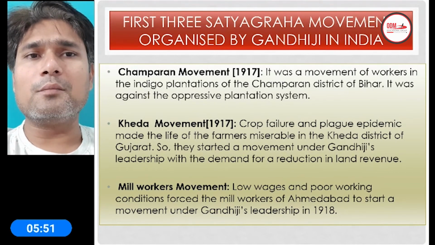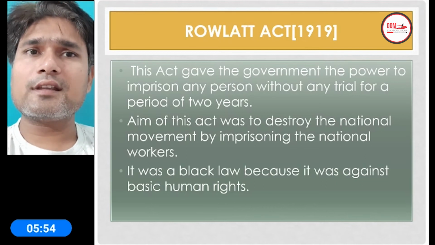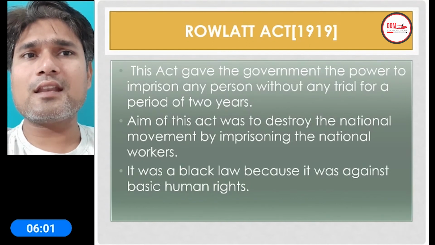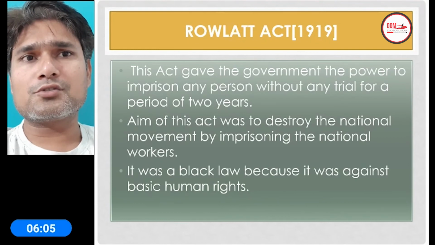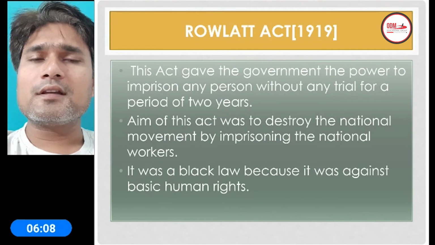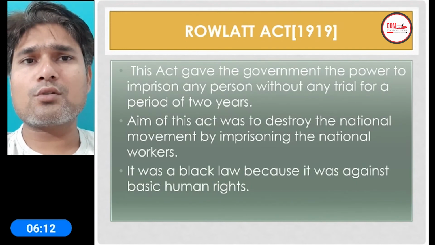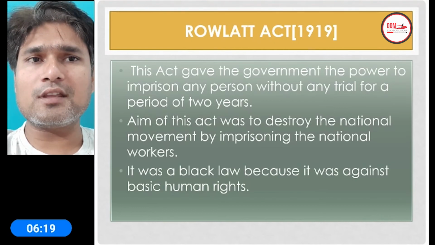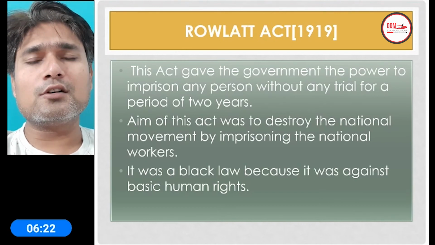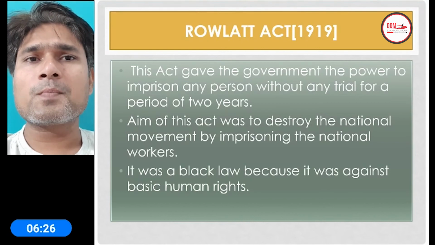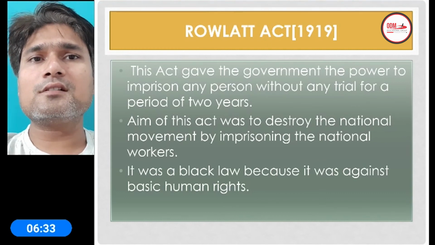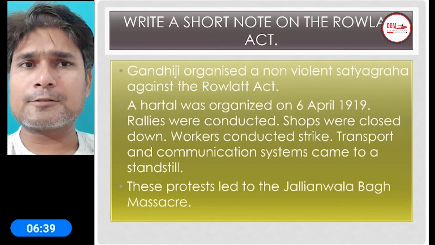Then in 1919, the Britishers passed the Rowlatt Act. This act gave the government the power to imprison any person without any trial for a period of 2 years. It was a kind of martial law that empowered the military to arrest anybody without any trial and imprison that person for 2 years. The aim of this act was to destroy the national movement by imprisoning the national workers. It was a black law because it was against basic human rights.